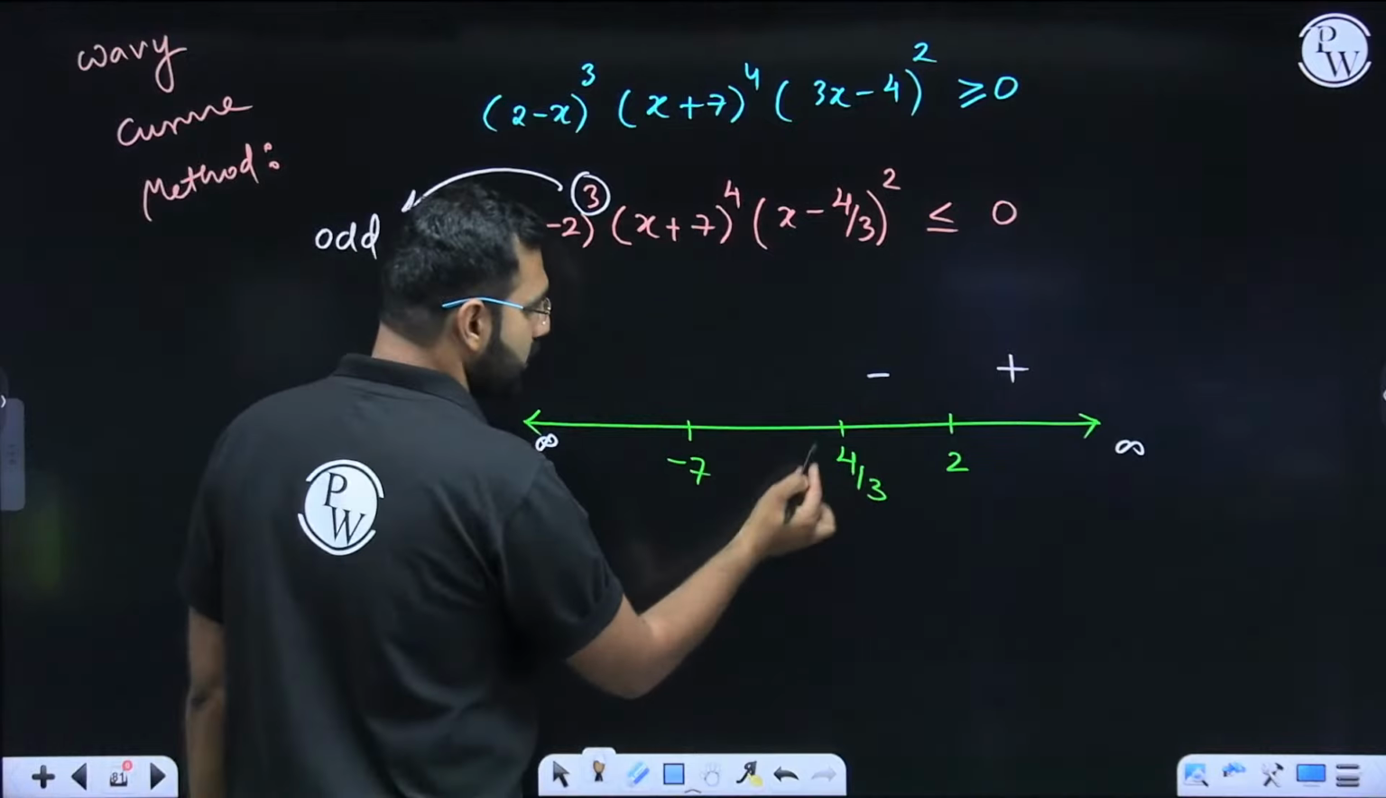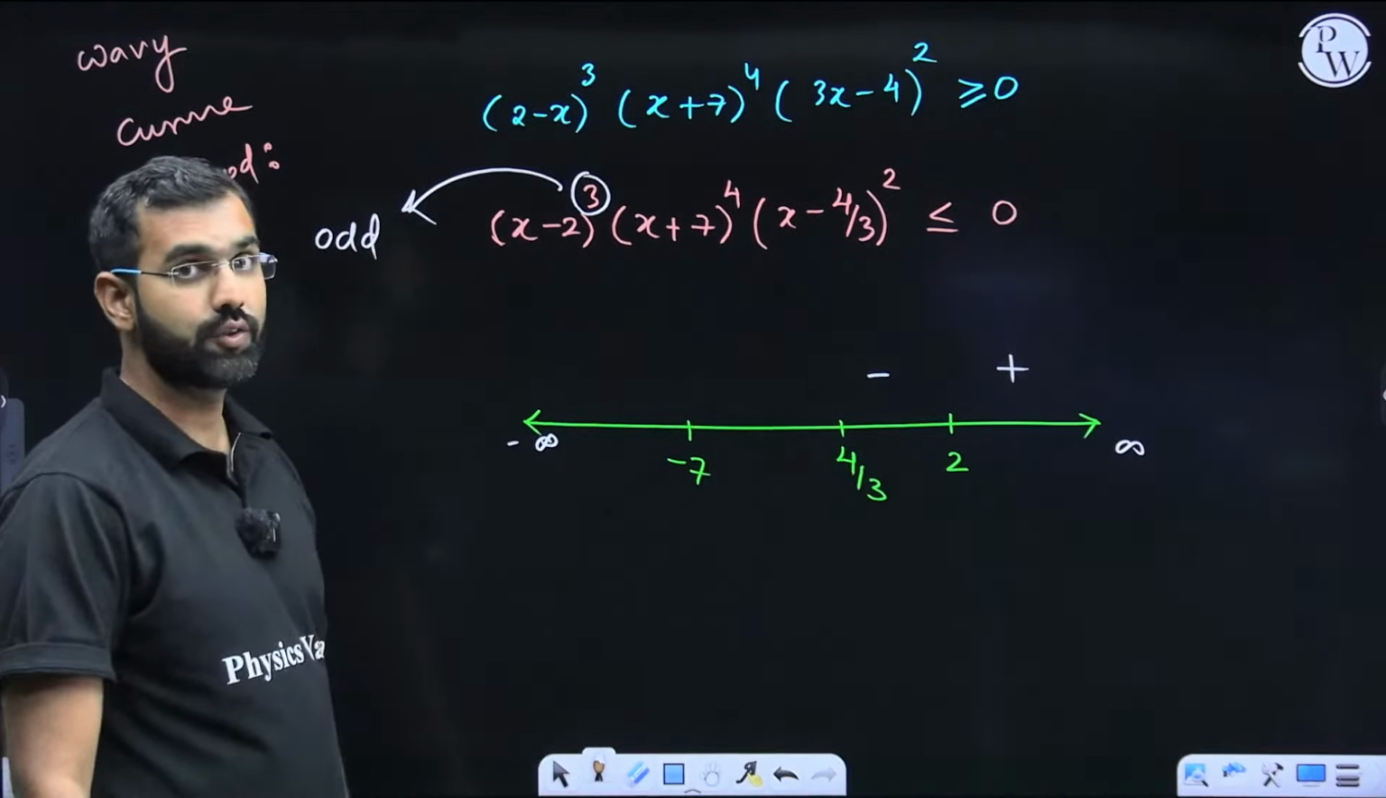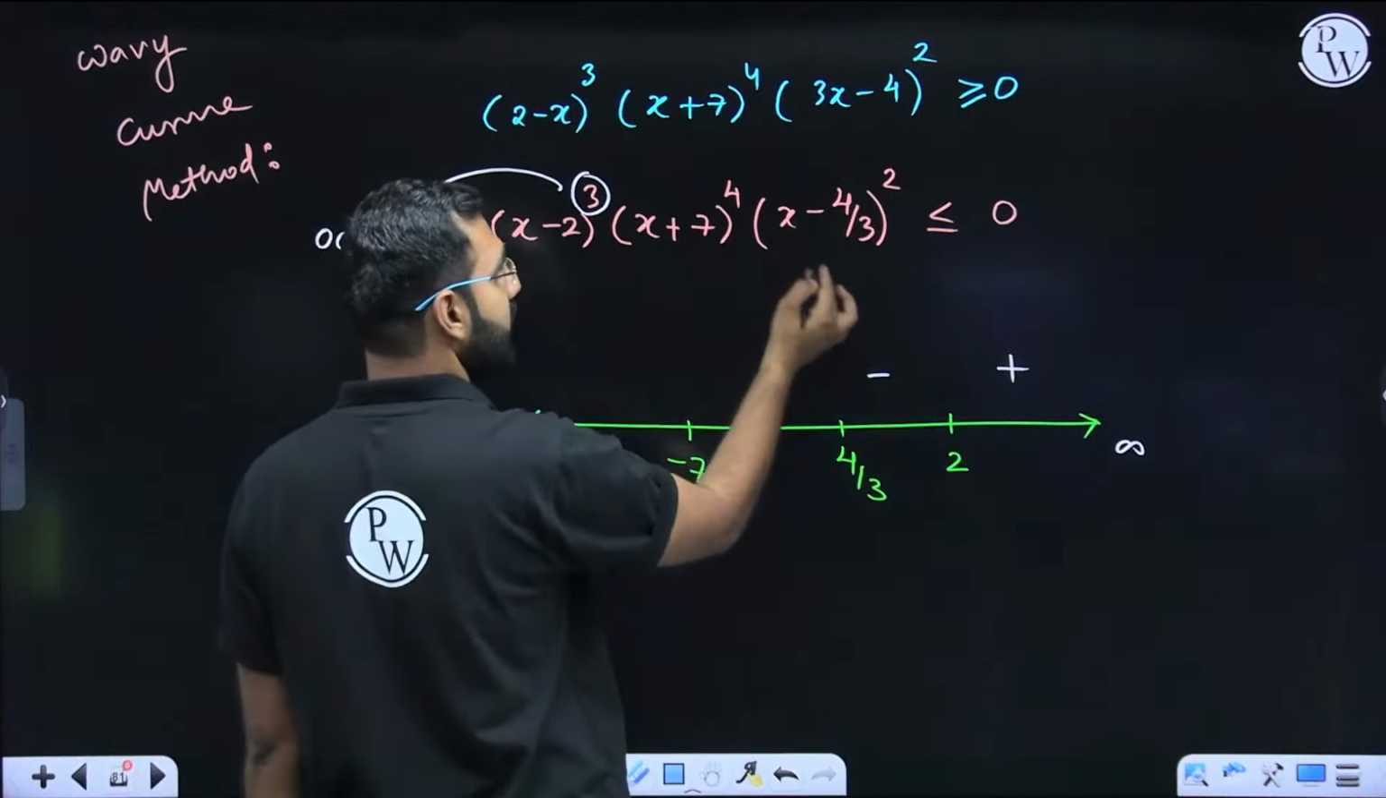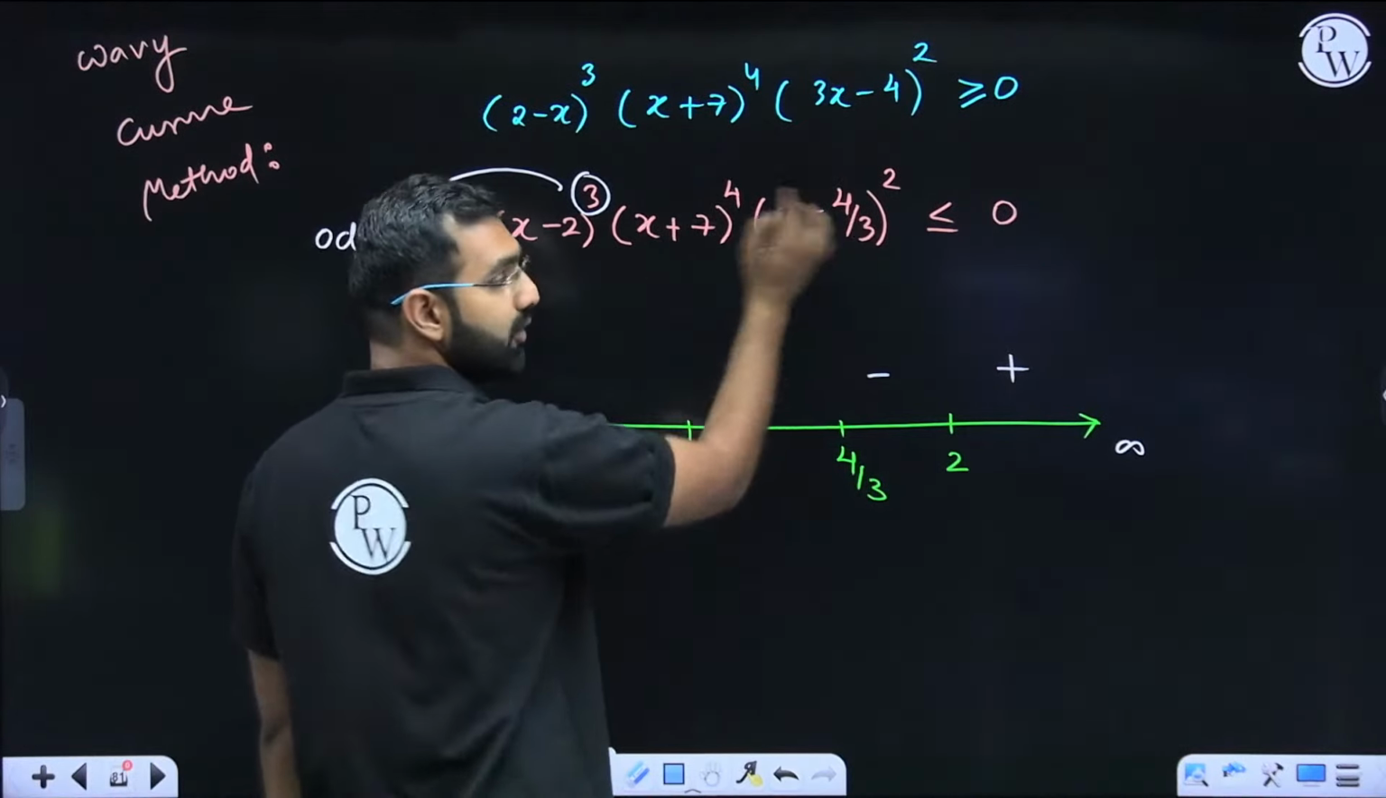Now, talk about this 4 by 3. Where did you get this 4 by 3 from? Sir, we got this 4 by 3 from this factor. Look at the power of this factor. The power is here even. So when the power is even, the sign doesn't change, which means if it was negative, this will be negative here as well. Everybody got this? Everybody with me on this?